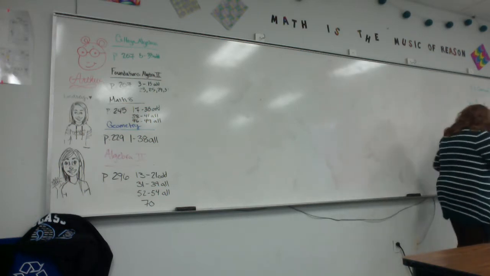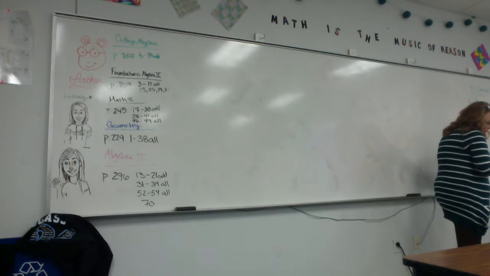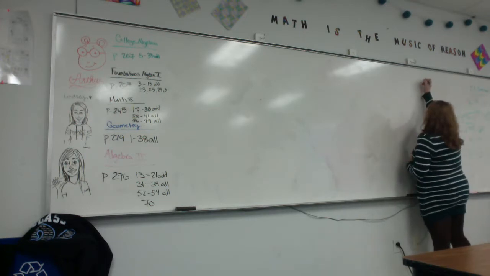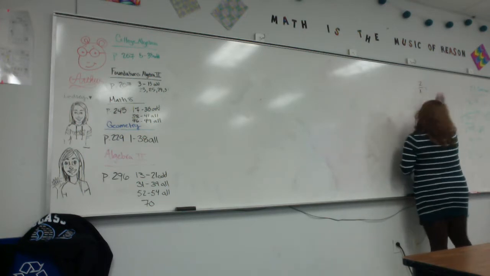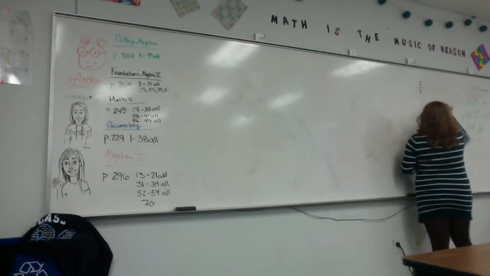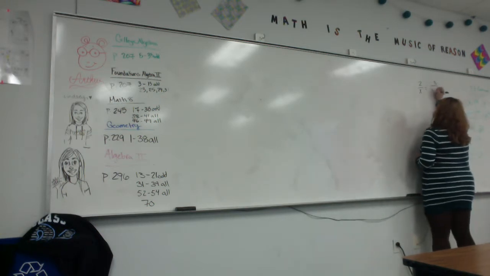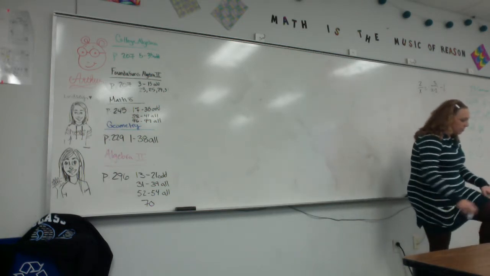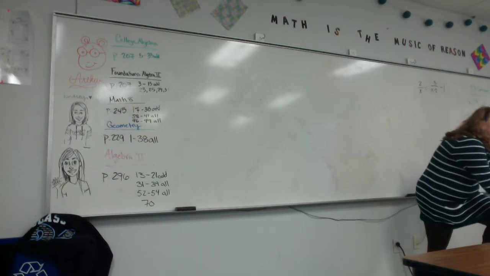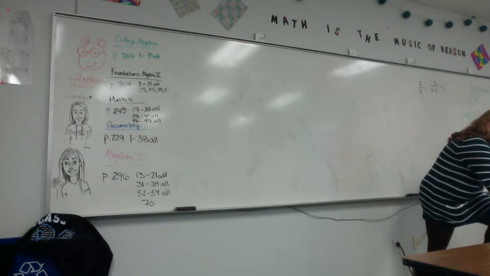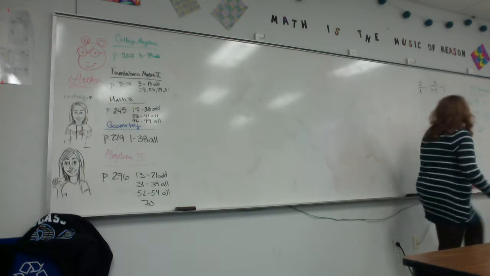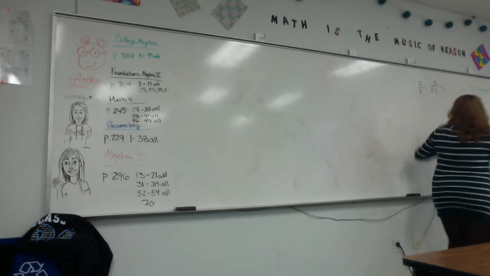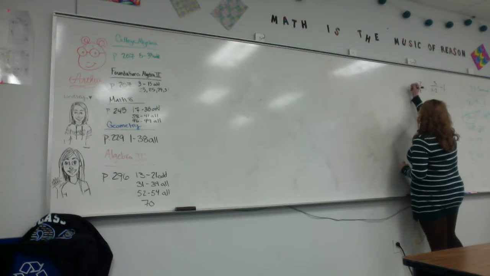How do you solve fractions? 2 over x equals 3 over x minus 2, minus 1. How do you solve fractions like that when they're set equal to each other? Least common denominator. The least common denominator in this case is x times x minus 2. So multiply both sides by x times x minus 2.